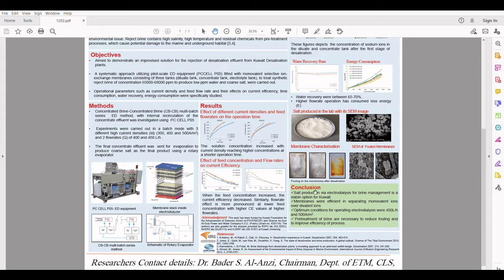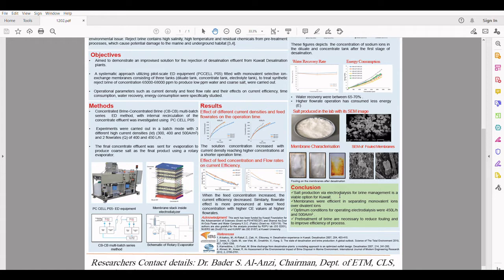Now coming to the conclusion part. We can conclude from the experimental study that application of ED is an effective method to obtain salt from MSF plants reject brine, especially in Kuwait, where the electricity cost is low. We could publish this work recently in a Q1 journal, Desalination, with an impact factor of 7.098.